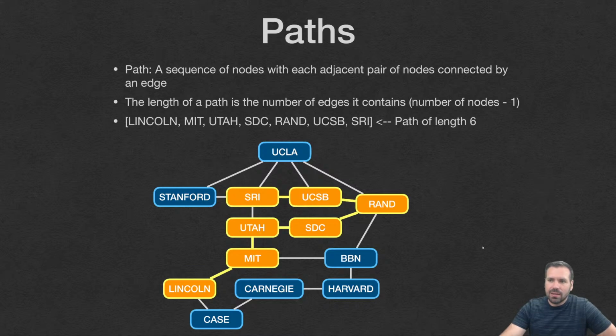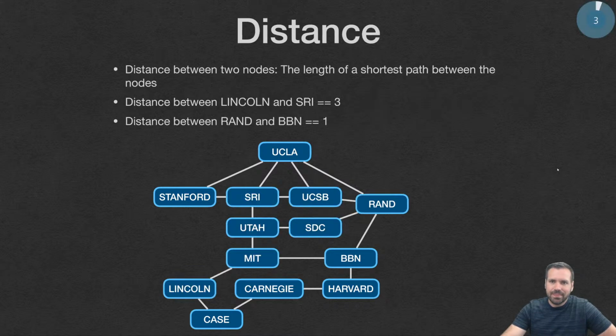The distance between two nodes is the length of a shortest path between those two nodes. So for example, Lincoln and SRI, I know that there's a path of length 3, 1, 2, 3. I'm claiming that the distance between Lincoln and SRI is 3, meaning that my claim is that there is no path of length 2, 1, or 0 between these two nodes. The shortest path you can possibly find is going to be length 3.